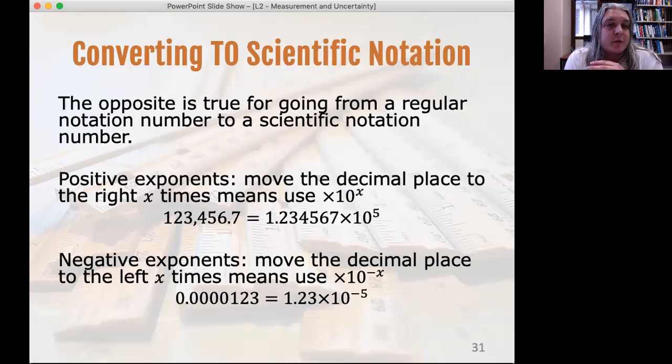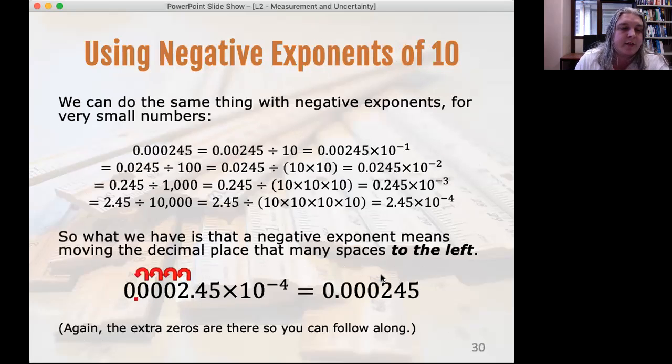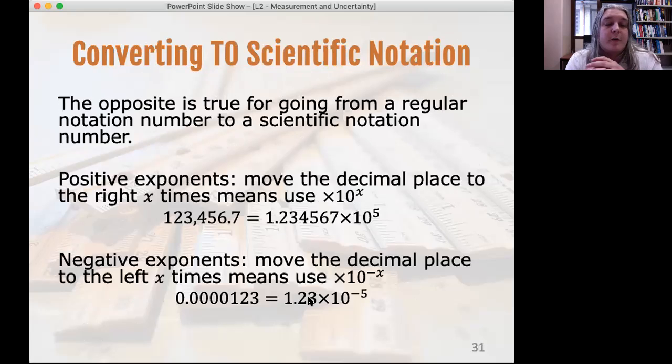So the opposite is true going from a regular notation number to a scientific notation number. Those examples I gave before, I'm just going to go back for a moment. Here we said if you move the decimal place 5 spaces to the right, that'll convert it to regular notation. And for this one, 4 places to the left, convert it to regular notation. Often we want to go the other way.